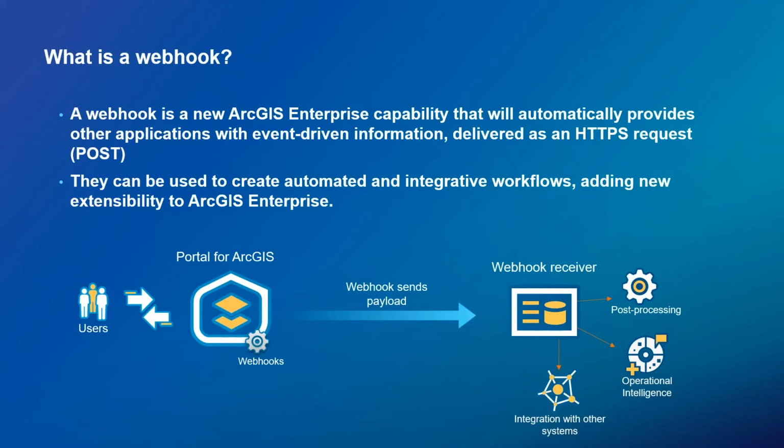Going through this diagram, on the left, we have users working in Portal for ArcGIS. They're adding items, creating groups, and sharing items to groups, and let's say we want to subscribe to one of these events. Let's say we want to subscribe to all items in the portal. What you'll do is subscribe to that event and create your webhook receiver, which we have on the right side. Anytime a user does something related to items in your portal, that will trigger the webhook and it will send a payload to your webhook receiver.